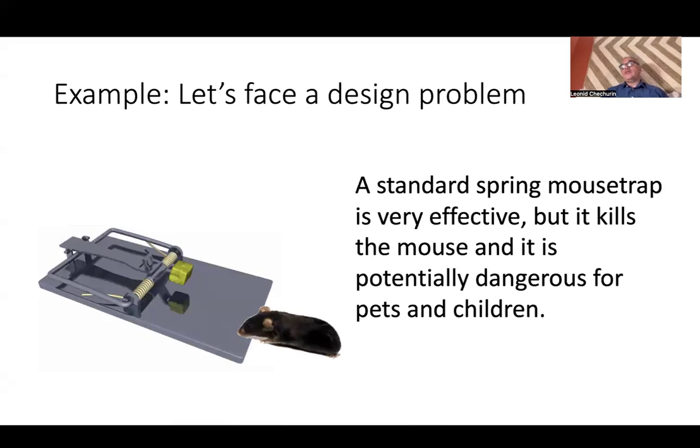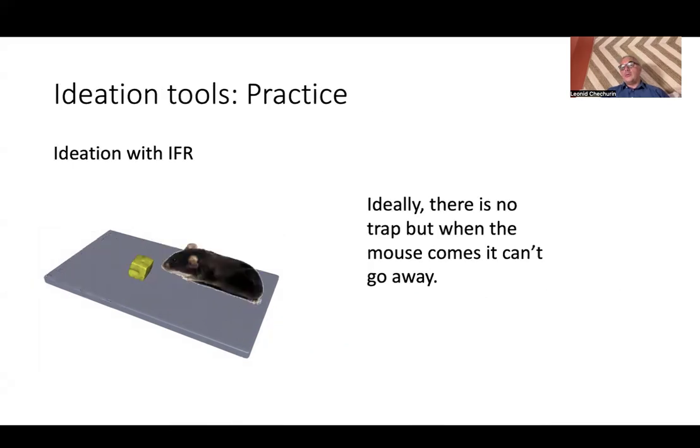So, for example, let's face a design problem. A standard spring mouse trap is effective, but unfortunately it can kill the animal and can be dangerous. We are not happy with it. So we raise the problem of how to improve the situation. If you apply the ideal final result, ideally there is no trap, but when the mouse comes, it cannot go away. So this is almost a science fiction situation. We have to imagine it, but then we have to make it realistic. Is there any solution that could keep the mouse in place against its will?